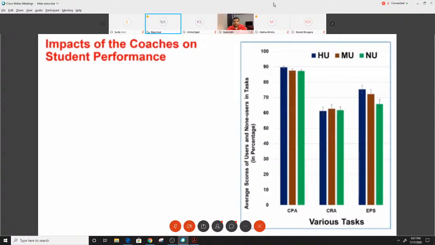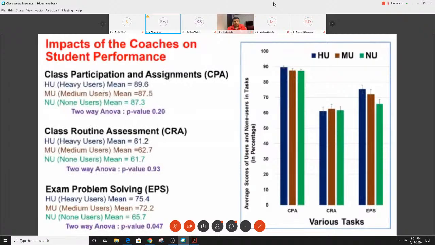So we compared those groups with other areas also, like class participation and assignments in class. There was no difference. Class routine assessments before they used the coaches, when we looked at those students, there was not much difference there also. The only difference was in the problem solving. That means the coaches had a positive impact. So that is what we can suggest from this one.